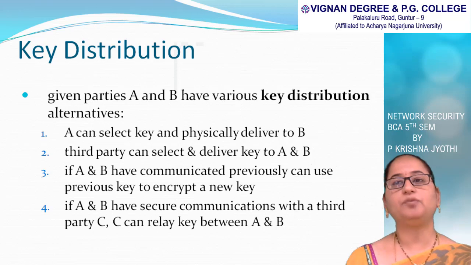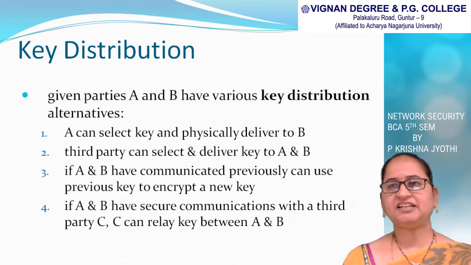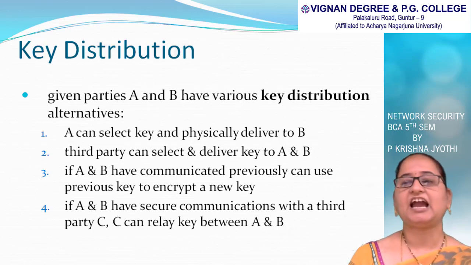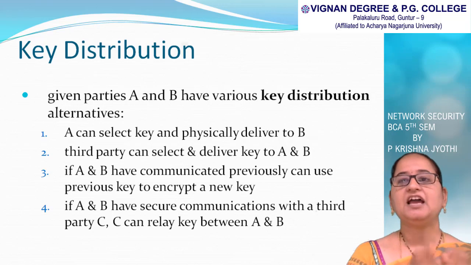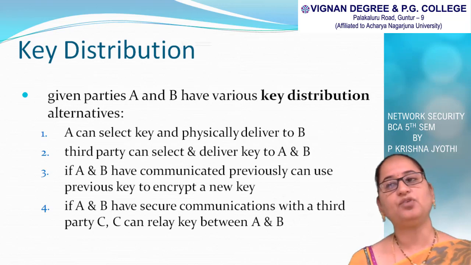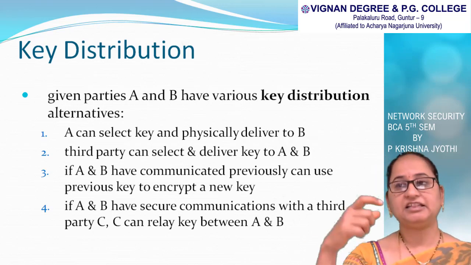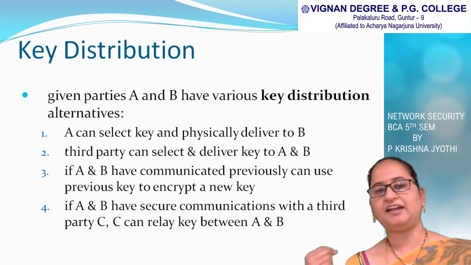Let us think of two parties A and B. One method to distribute a key is that A selects a key and physically delivers it to B. Another method is that a third party selects the key and delivers it to A and B.